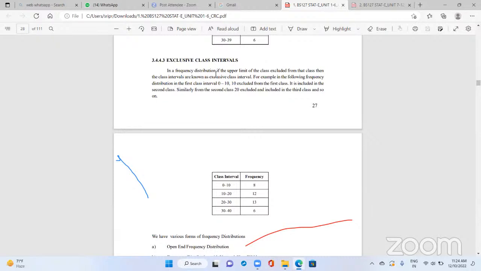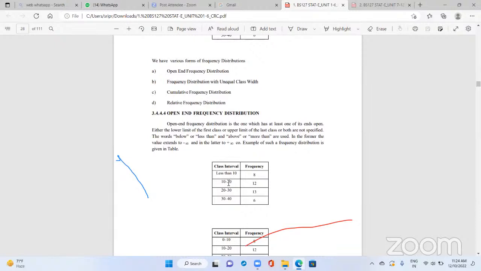In a frequency distribution, if the upper limit of the class is excluded from that class, then the class intervals are known as exclusive class intervals. For example, in the following frequency distribution, in the first class interval 0 to 10, the upper limit is excluded from the first class and included in the second class. Similarly 20 is excluded from the second class and included in the third class, and so on.